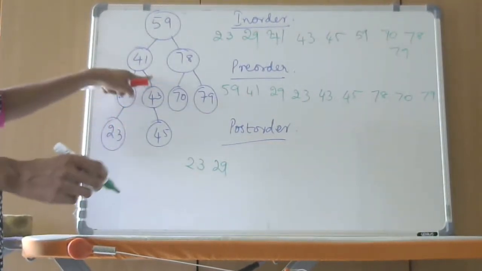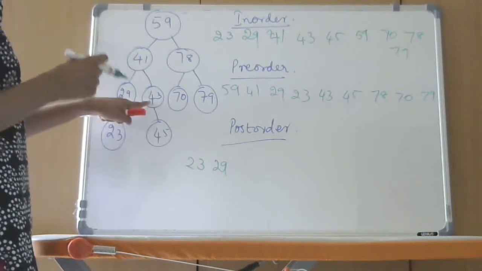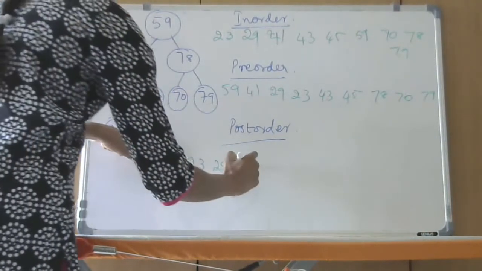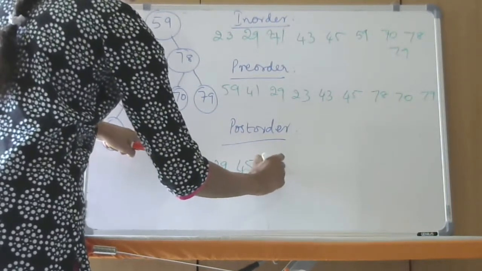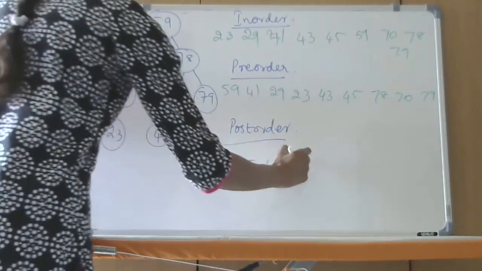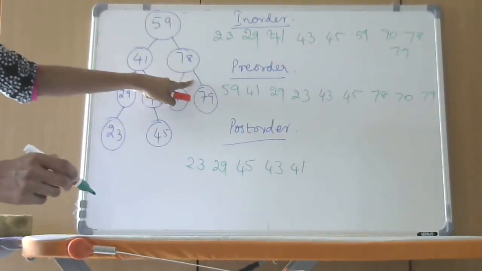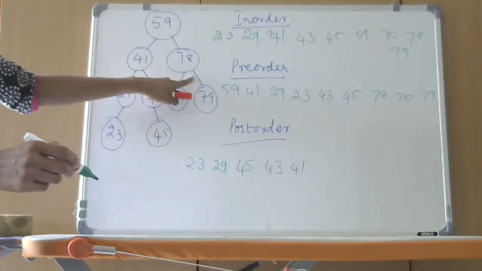Left is over. Come to right of 41. Right has no left. Come to 43. No left. So I'll write right. 45. Then root 43. So left is over. Right is over. Now root. Root is 41. So this left is over. I'll come to right. Right again has left, root, right.